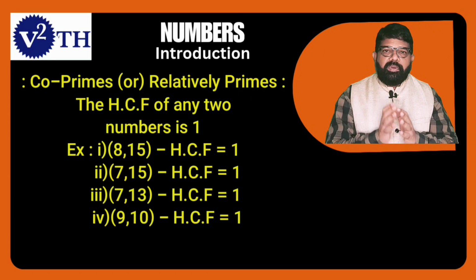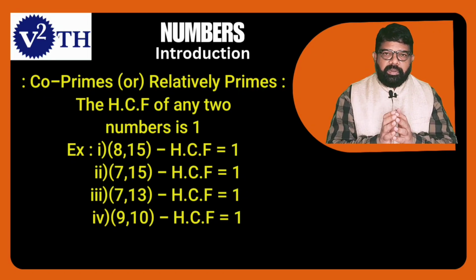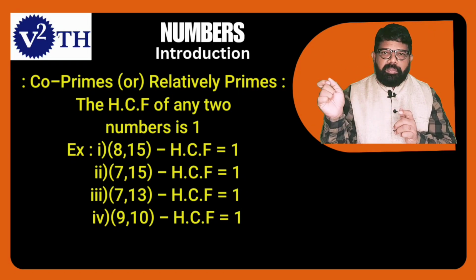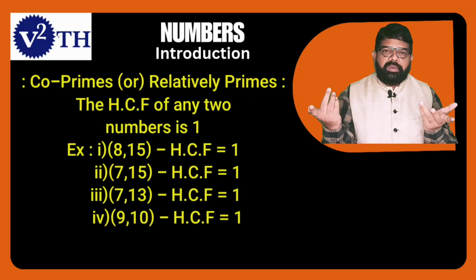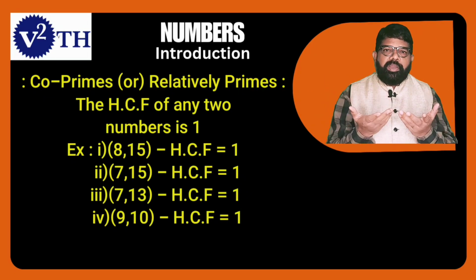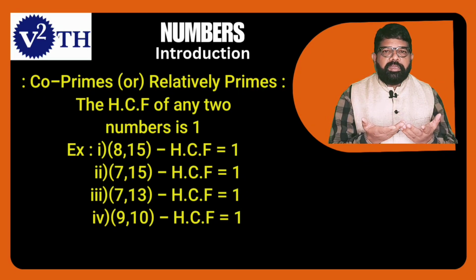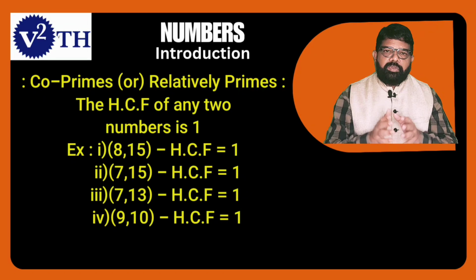Suppose let it be one example, 8, 15. What is the HCF of 8, 15? We know the shortcut. What is the HCF shortcut? Both the values are divisible by which number? That is called HCF. So 8, 15, both the values are divisible by only 1. 8 is divisible by 2, but 15 is not. 15 is divisible by 3, but 8 is not divisible by 3. So both the values are divisible by only 1. So HCF is 1. So that 8, 15 pair is called co-prime.